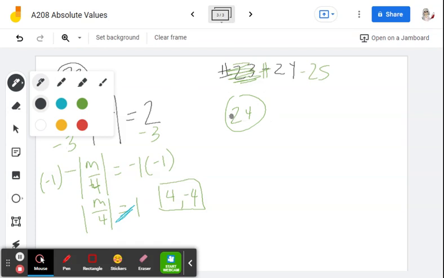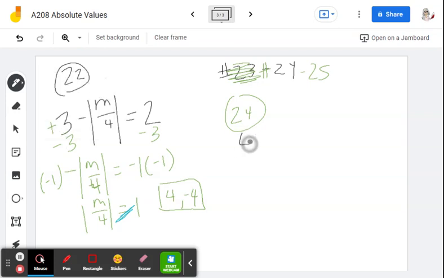So 24 is multi-step. Oh no, it's a two-step also. I'm sorry. 24 is a two-step also. Subtract the 4 and then, oh no, it's 3 steps. So we're going to subtract the 4, divide by 3, and then figure out what the last thing is with the absolute value. So I got 4 plus 3, absolute value x plus 6 equals 40.